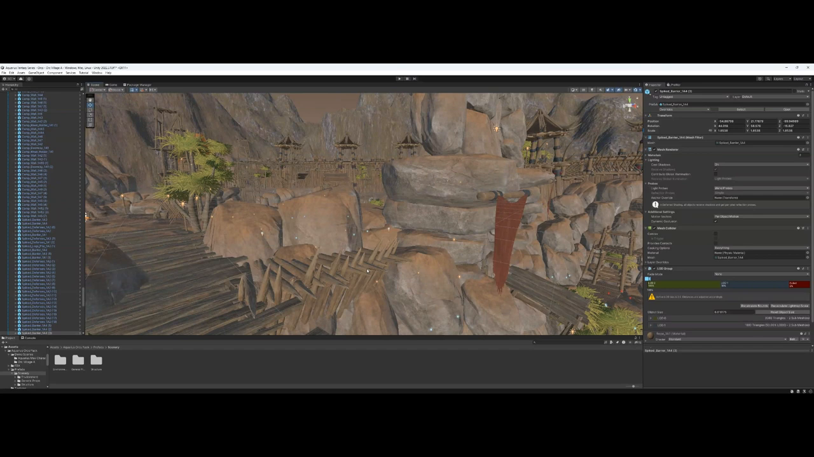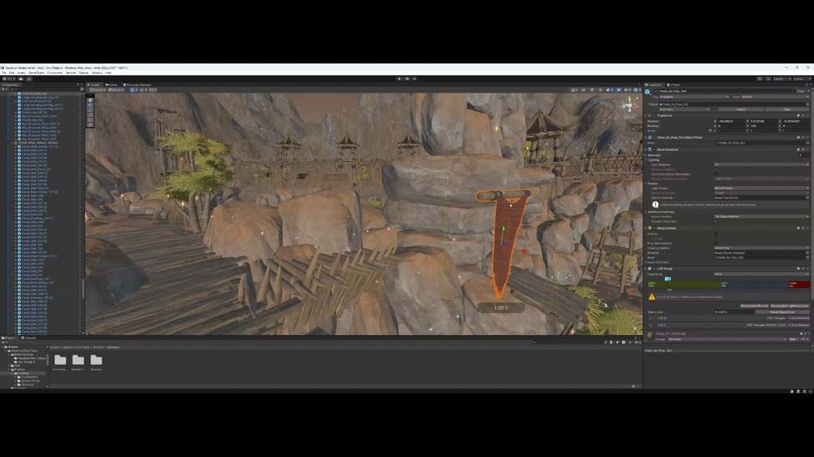But at the end of the day, I do think that the price is worth it for the value you get out of it. It's not a terrible pack. It's not bad or anything. So that's kind of my thoughts on this particular asset.